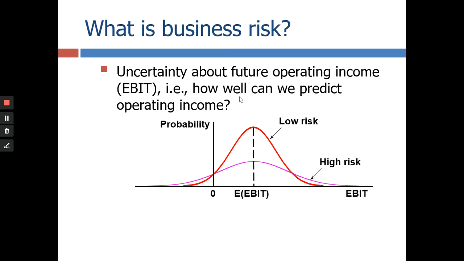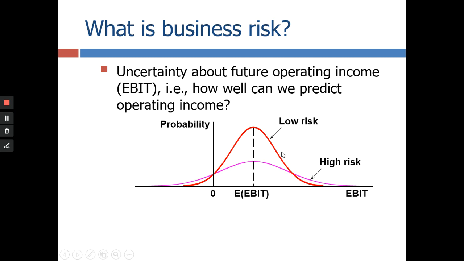If a company is not affected by, let's say COVID-19, like those in the food industry, they can still predict the operating income, because whatever the problem is, people still need to eat. The business risk is still not zero, but it is low. But for companies in tourism and hotels, their business risk currently is very high. So uncertainty about future operating income is the business risk.